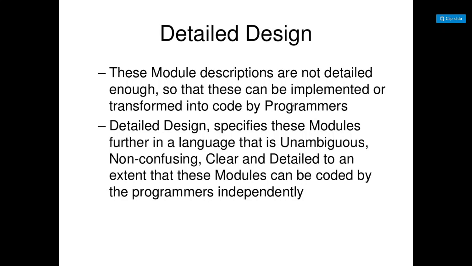So when you say detailed design, the main thing that comes in is a module. You understand, a module is a smaller part of the program that has its independent function. So these module descriptions are not detailed enough to be implemented or transformed into code by programmers. So detailed design is necessary, okay, which specifies these modules in a language that is unambiguous. Unambiguous in the sense that it is not confusing, it is clear and detailed, to an extent that these modules can be coded by the programmers independently.